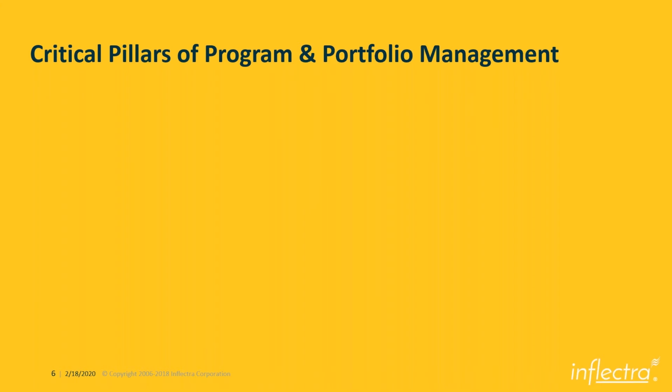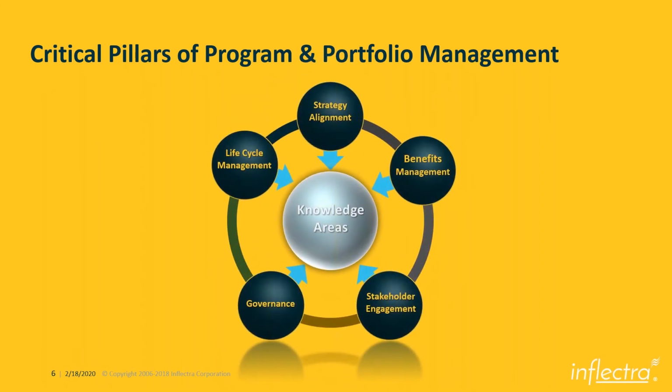So let's bring our memory back to what the program and portfolio actually does. Program management focuses on five critical areas. These knowledge areas include how we start with the strategy alignment, how we bring benefits management into the picture, how we manage multiple stakeholders and engage them throughout the life cycle, and the governance around the processes, as well as the life cycle management of the entire program and portfolio. And these are the five critical elements of programs.